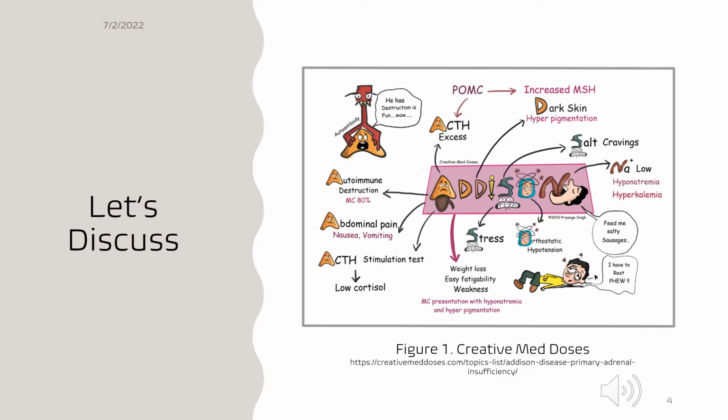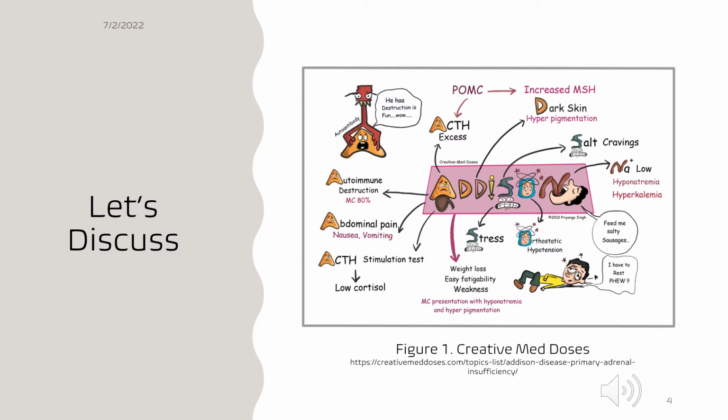They may experience a lot of weakness, fatigue, stress, and on top of that, they can also experience nausea, vomiting, and that's because of the low cortisol in the body. So we'll talk more about this stimulation test once we get to the treatment part and the diagnosis part of the presentation. But overall, this is what Addison's disease looks like in the body.